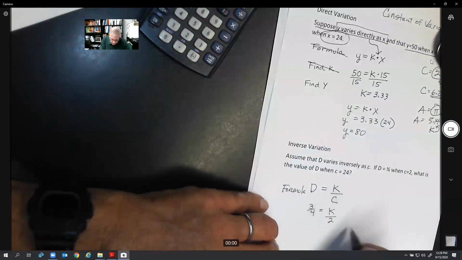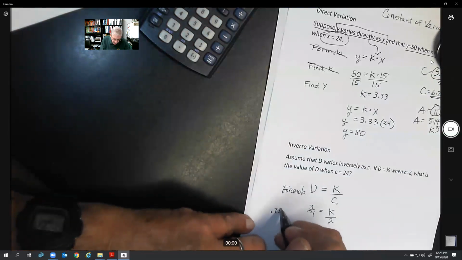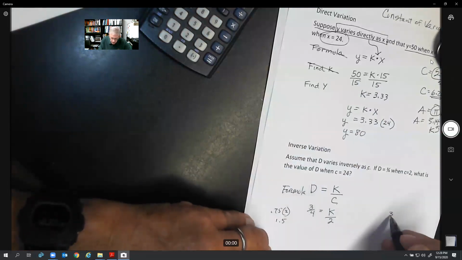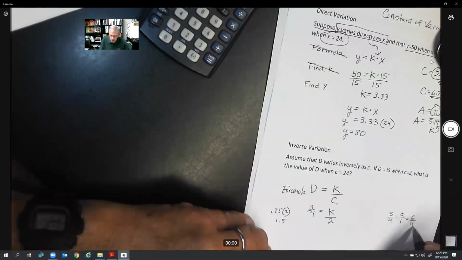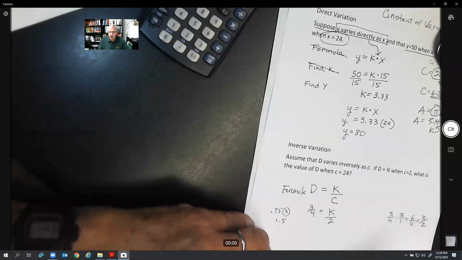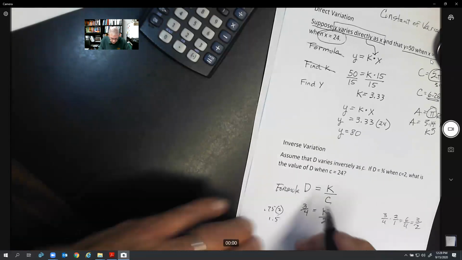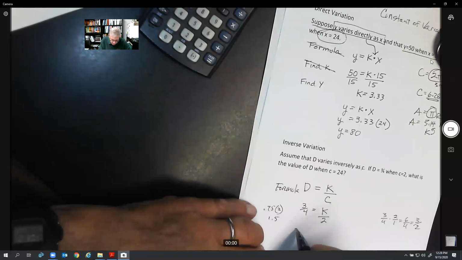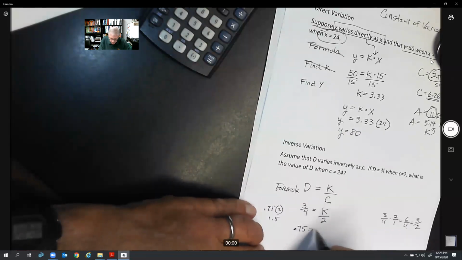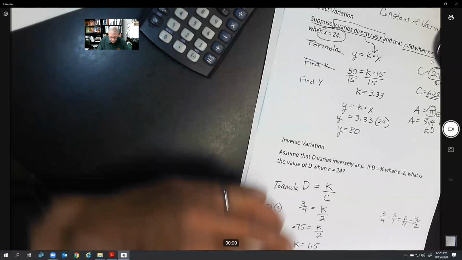So you could do it this way, 0.75 times 2, which would be 1.5. Or you can do it with fractions. 3/4 times 2 over 1, 6/4, or 3/2. Both ways could be done. Let's go ahead. Most of you would probably prefer to use a decimal. So we use 0.75 equals K over 2. Multiply that out. K equals 1.5. Okay, so now we found our constant of variation.